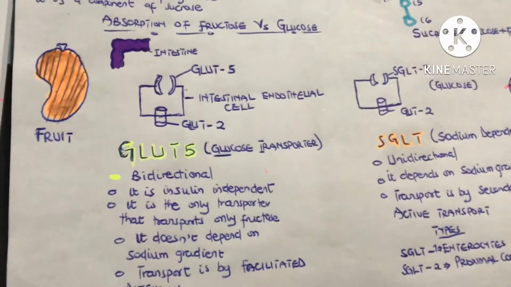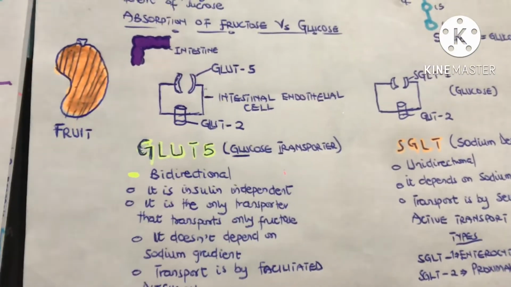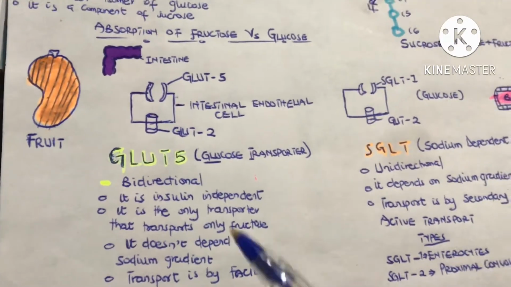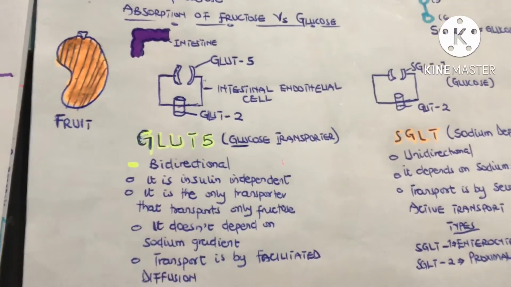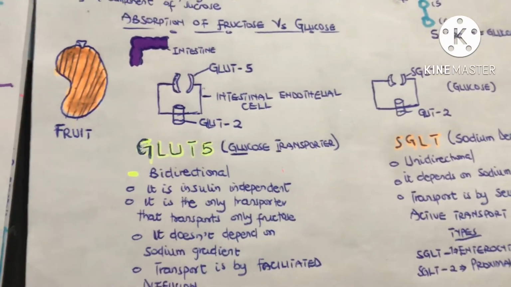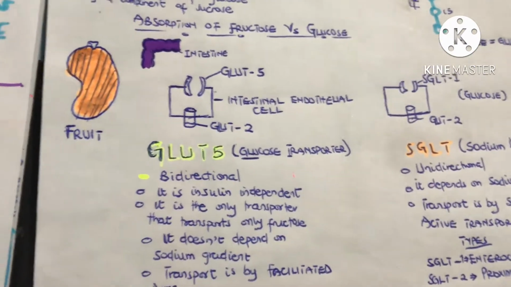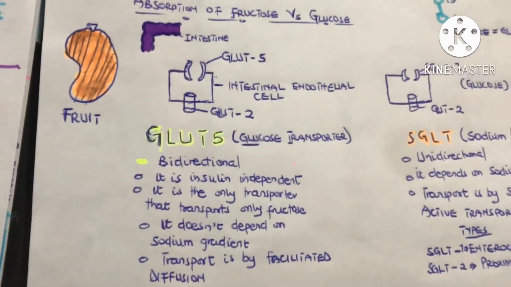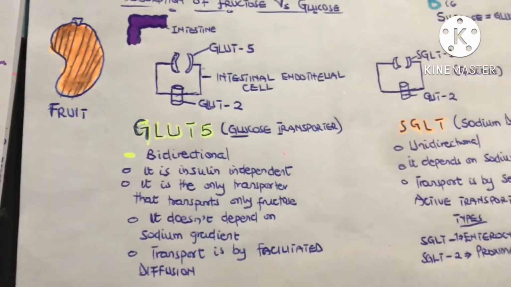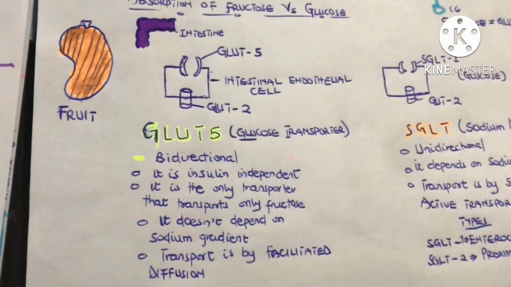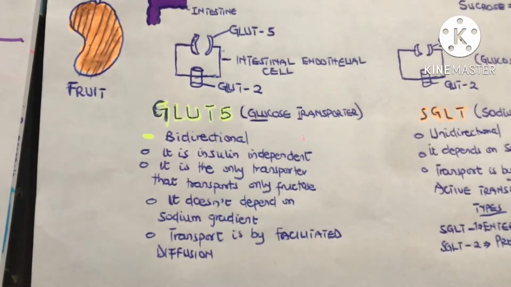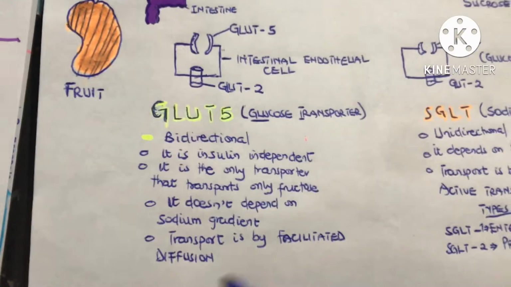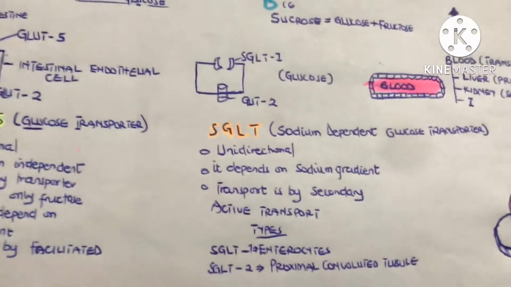It is insulin independent, unlike GLUT4, which is insulin dependent. It needs insulin to bind to a receptor on the cell to cause it to open. But this GLUT5 is insulin independent. It is also the only transporter that transports only fructose, unlike the other glucose transporters which can transport glucose, fructose, and galactose. This transporter only transports what? Fructose. It doesn't depend on sodium gradient. You understand this when I talk about glucose absorption. The transport of fructose into the intestinal mucosa cell is by what? Facilitated diffusion.